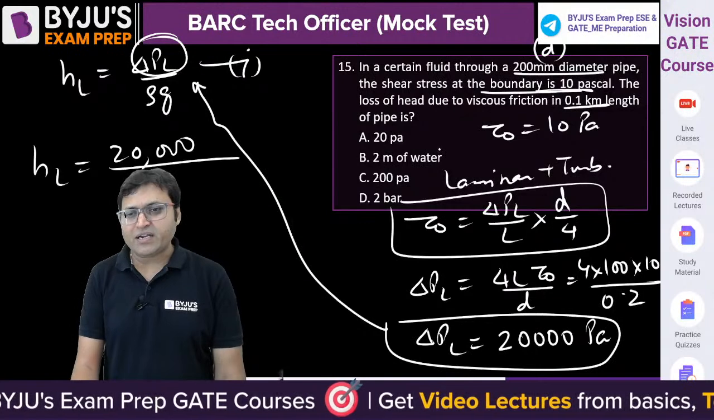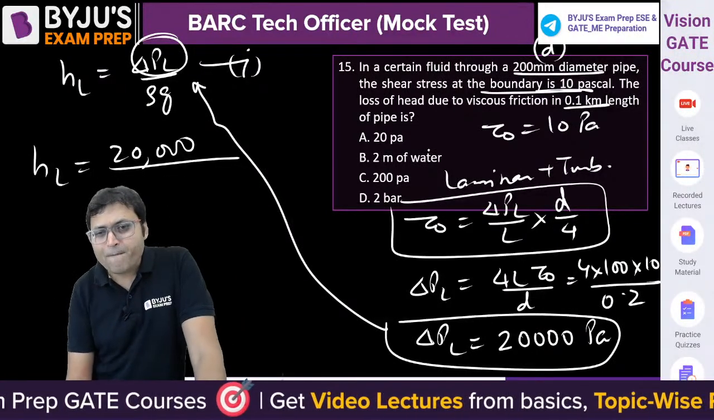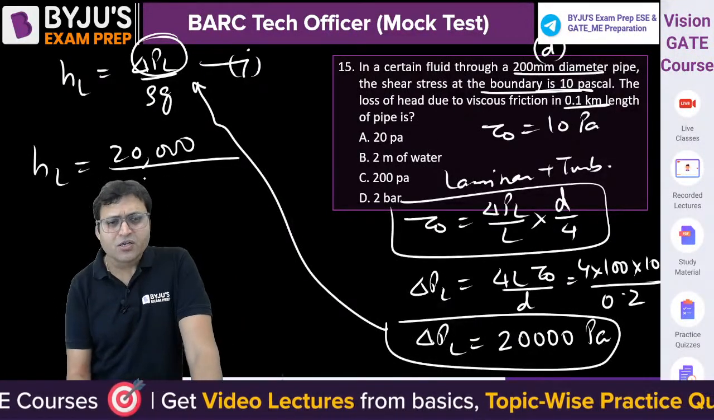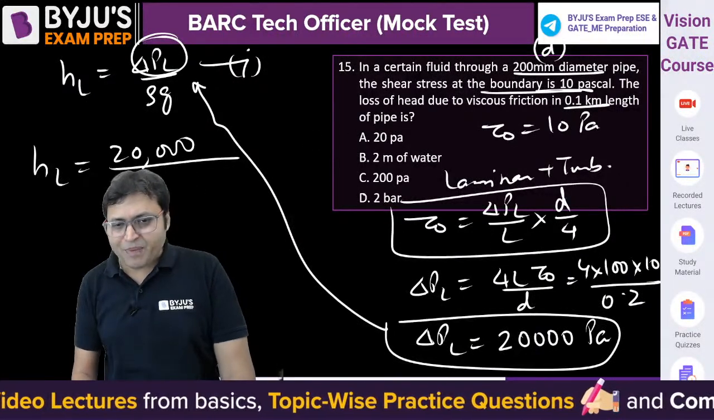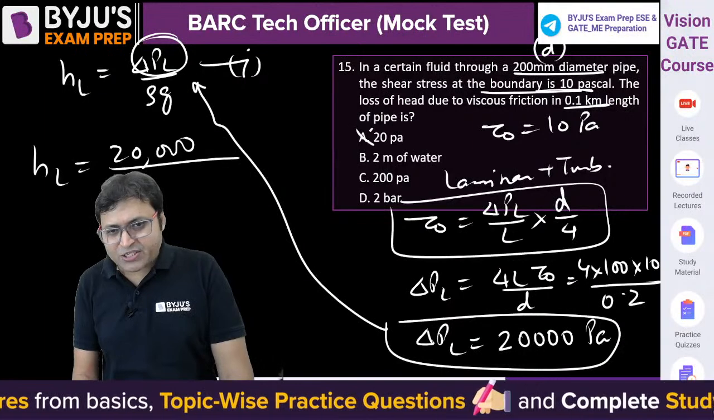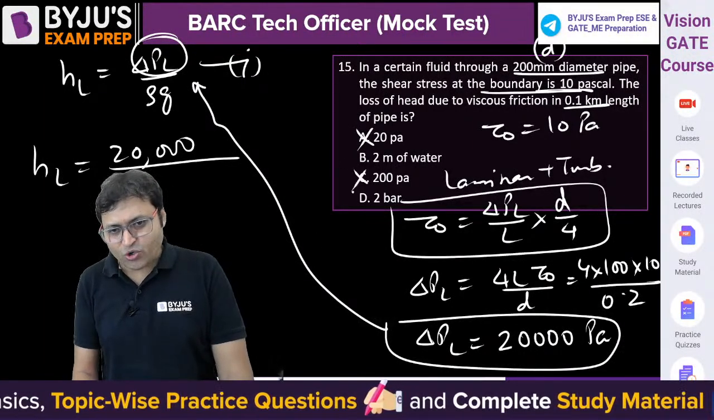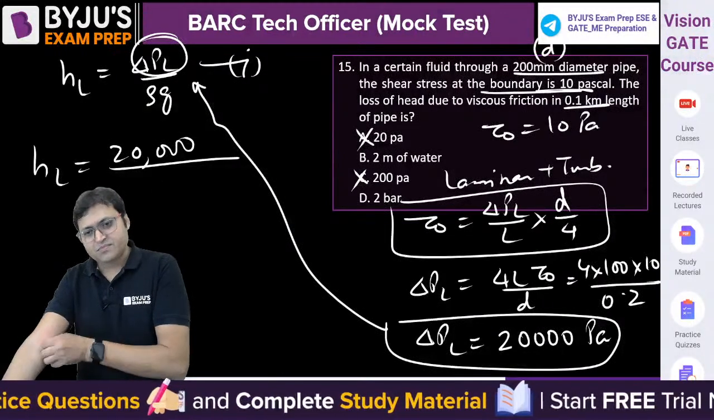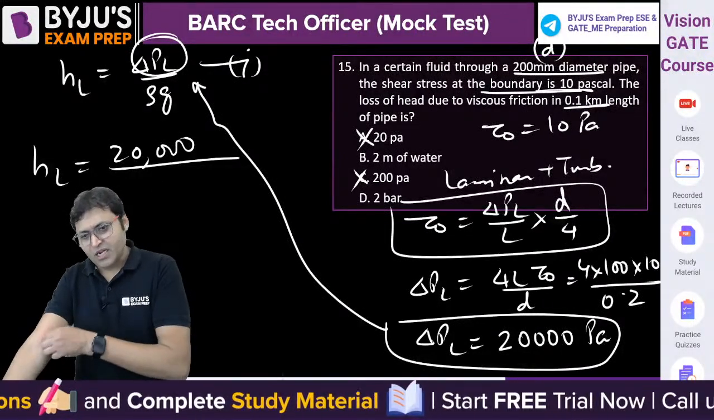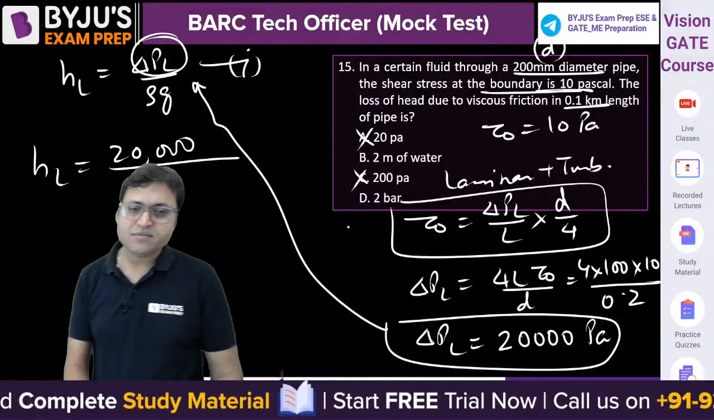The fluid is water. If nothing is mentioned in the options, it is 20,000 Pascal. So it is not 20 Pascal. It is not 200 Pascal. 20,000 Pascal will not be 2 bar. It will be 0.2 bar, isn't it?